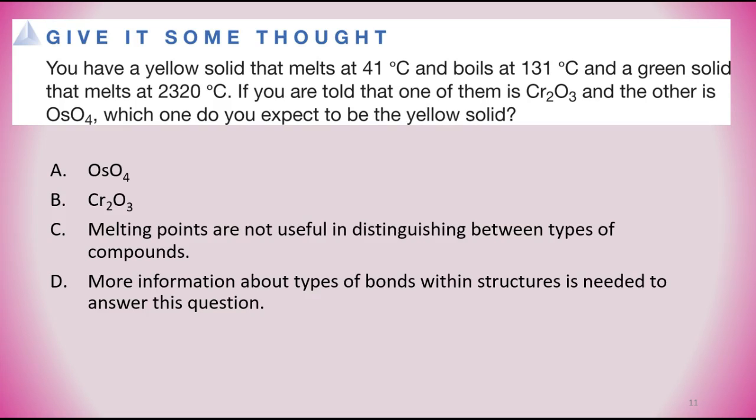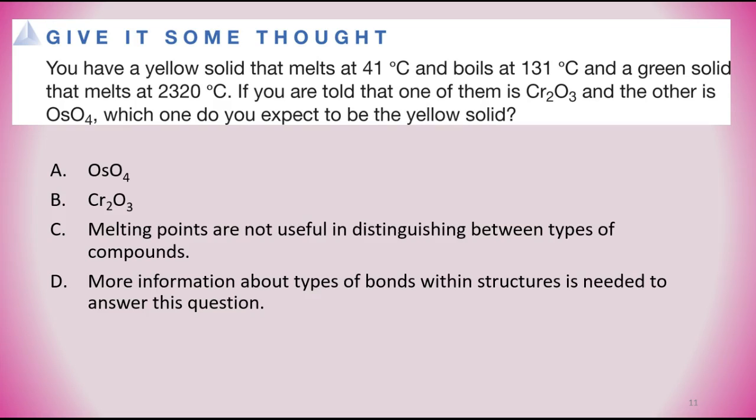The yellow solid that melts at low temperatures is clearly describing something that is most likely covalent, and the 2320 is most likely ionic. Again, both of these have a metal with a nonmetal. Both of these have a metal with oxygen. However, the osmium has a ridiculously high oxidation number.